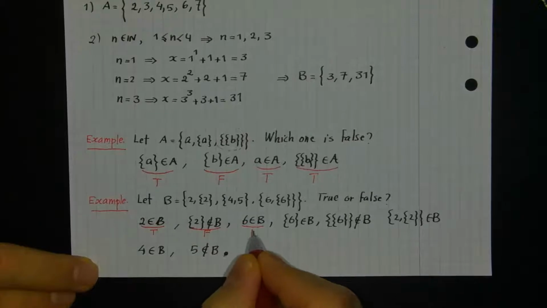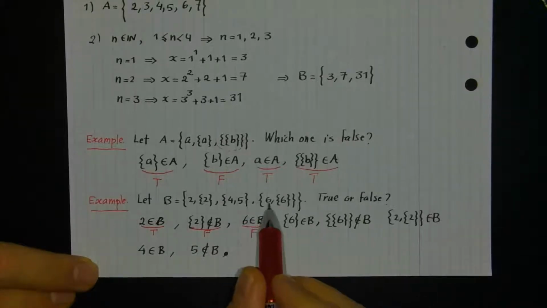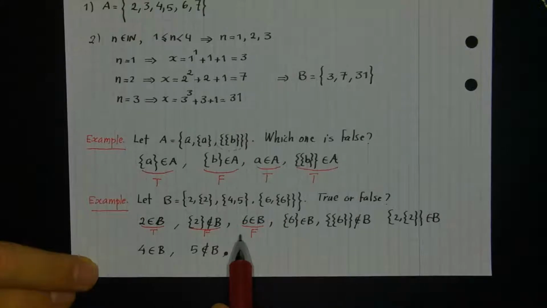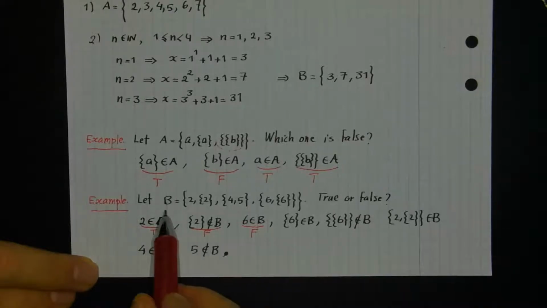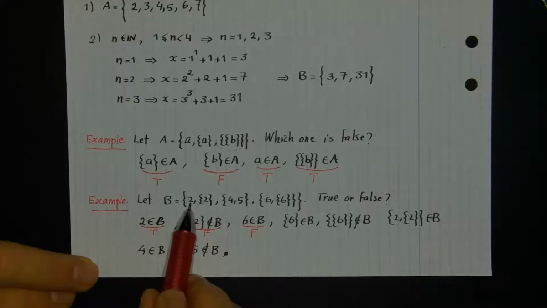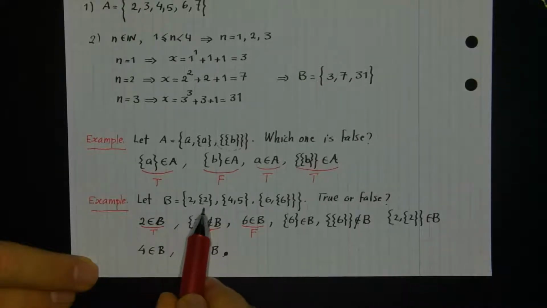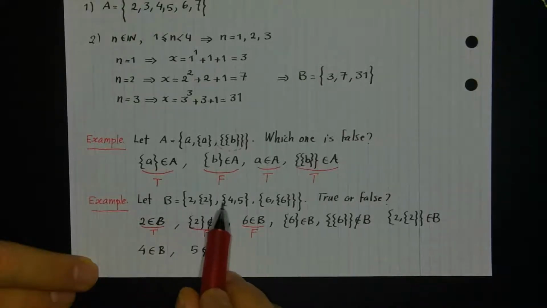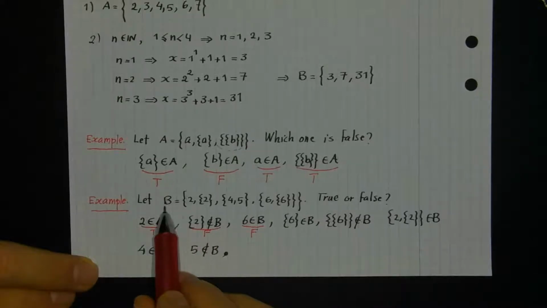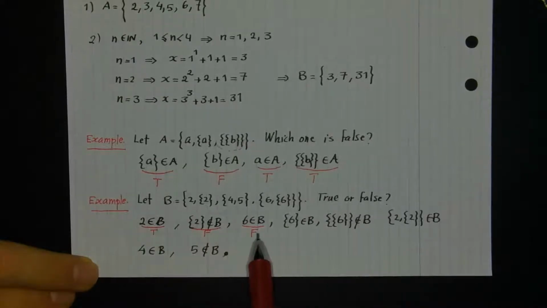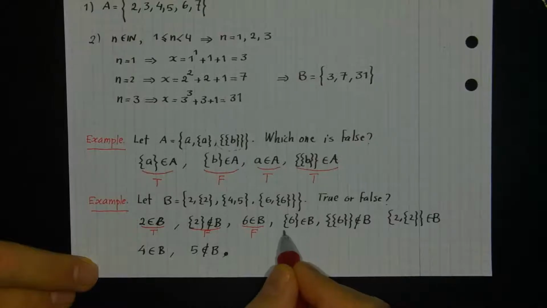Even though you see some 6s there, it is very important to realize this 6 without any curly brackets is not seen as an element of B. If I ask you how many elements are there in B, you would say 1, which is just simply 2. The other one, number 2, is this one. The third one is this one. And the fourth one is the whole expression here. So this set contains 4 elements. So this is false, and this is also false.